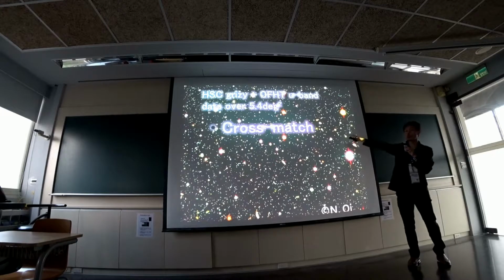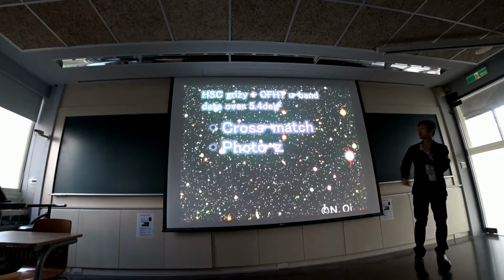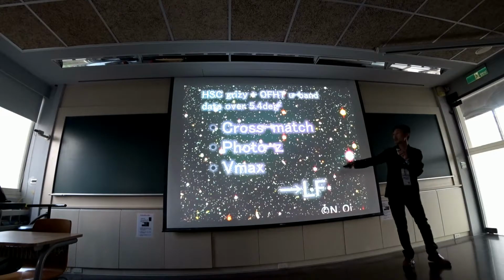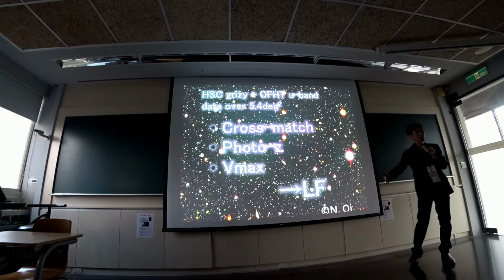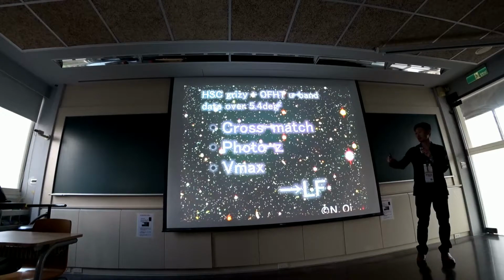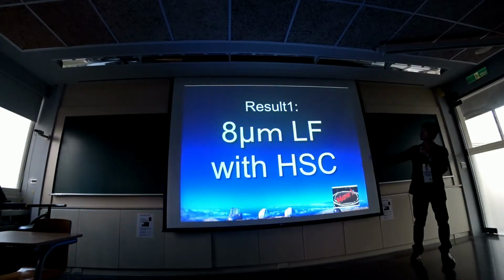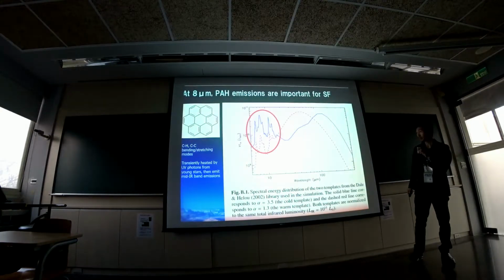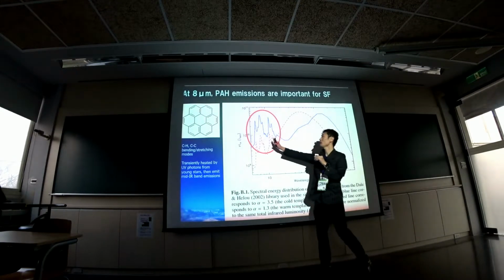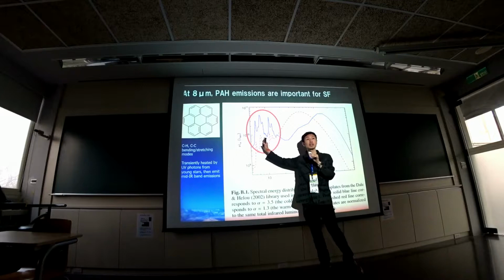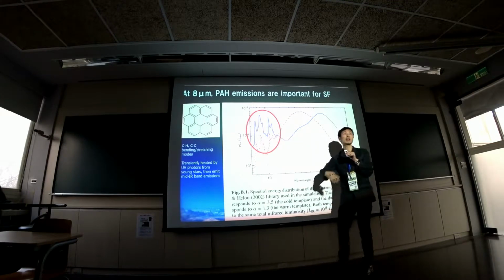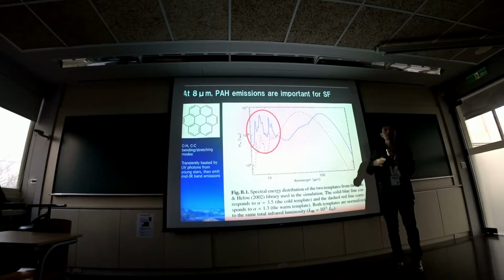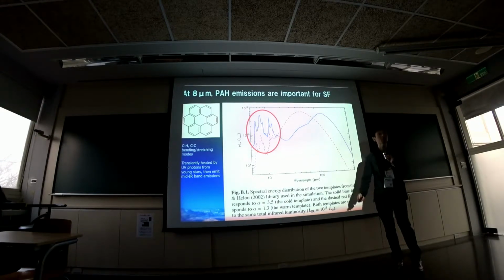So we cross-match with AKARI's infrared sources, and then we have photo-z, so we know distance, then we know the luminosity, and then using Vmax for the correction for luminosity, we can draw the luminosity function. Now I first show the result of the 8 micron luminosity function. 8 micron is the area dominated by PAH emission, which is a sensitive indicator of star formation activity. So we can get the census of star formation activity.